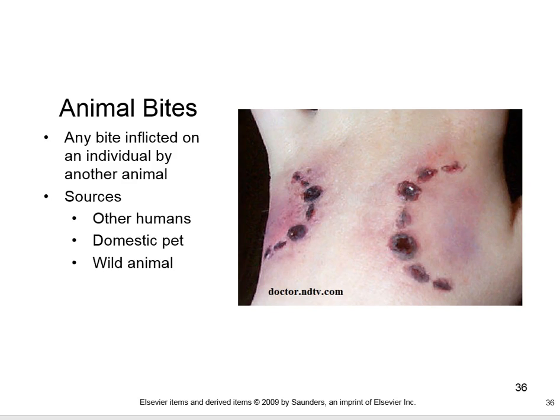Animal bites are any bite inflicted on an individual by another animal. Sources are other humans, domestic pets, or wild animals. This particular one is a dog bite.